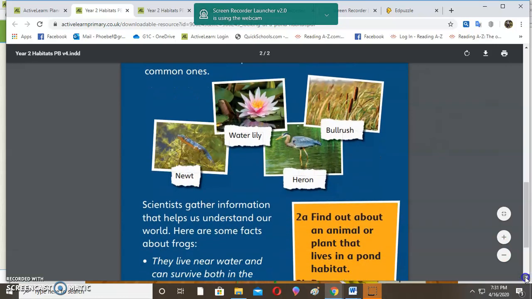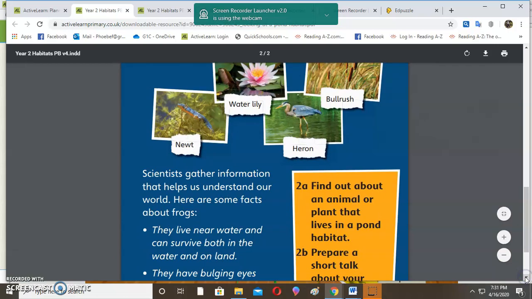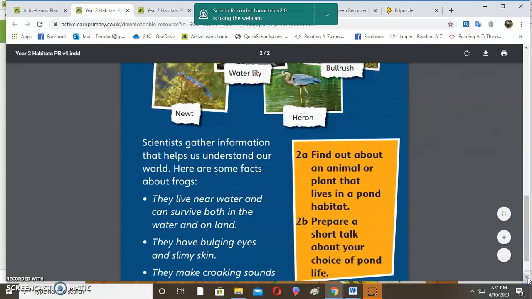Now let's find out what scientists think. Scientists gather information that helps us understand our world. Here are some facts about frogs. What do you know about frogs? Can you tell me what you think you know about frogs? Where do they lay their eggs? Where does a frog lay its eggs? Can you tell me at least one?